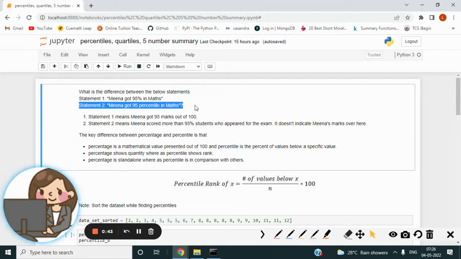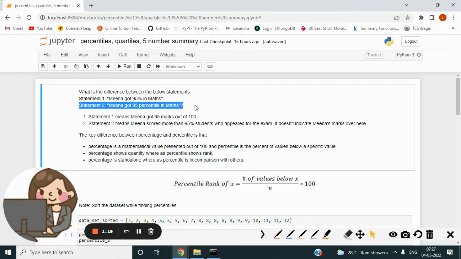In one, it is telling that Meena got 95 percentage, and in the other, 95 percentile. Are these two statements the same? No. Statement 1 means Meena got 95 marks out of 100. If the exam is on the basis of total marks 100, Meena got 95 marks out of 100. And if it is some 20 marks, once we convert this 20 marks to 100, 95 will be the mark Meena got.